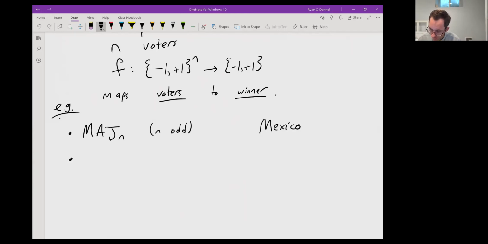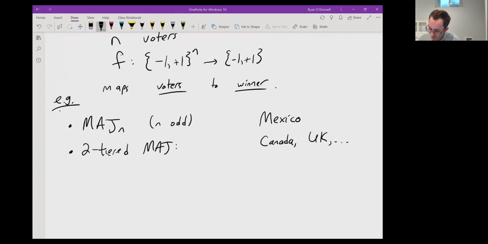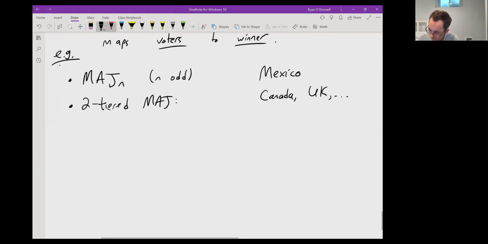But that's not the only rule. Many countries have some kind of two-tiered majority. This is, for example, the case in my home country of Canada, and also in the UK and many other countries. And what's a two-tiered majority? Well, you have all these voters voting for, well, one imagines just two parties, although usually in these countries there's more than two parties, but never mind. And the voters are grouped into something called ridings, which basically means a county. And you take the majority vote on this riding level. And they're not even necessarily the same size.